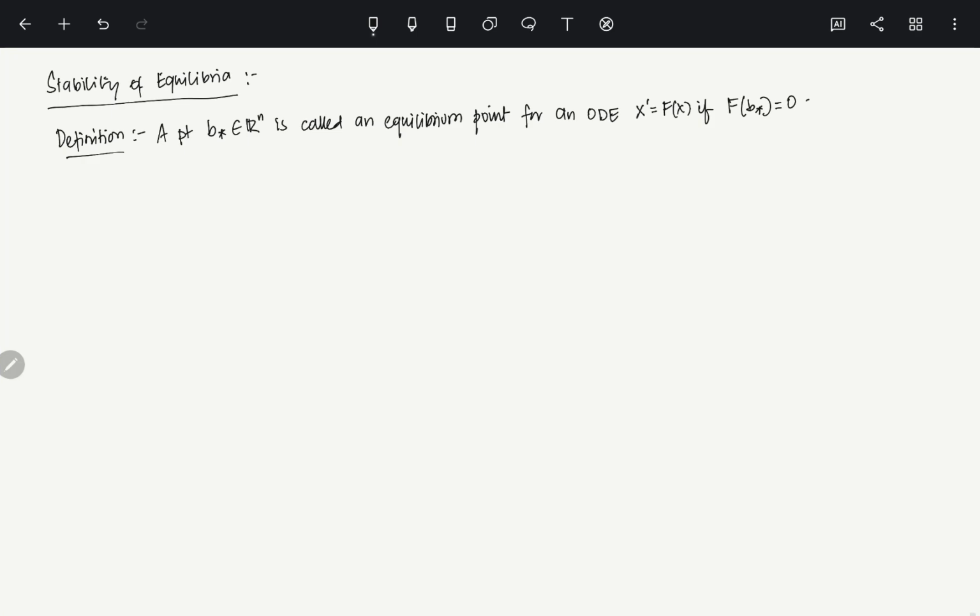Essentially what is happening is this: if f of x star is 0 at that point, then x prime at that point is basically 0. That's what it is saying, right? And at that particular point, we will call it an equilibrium point for this system. So let's look at some examples.